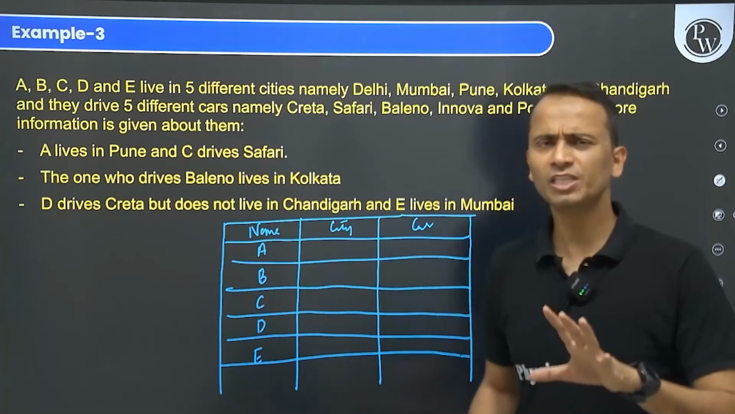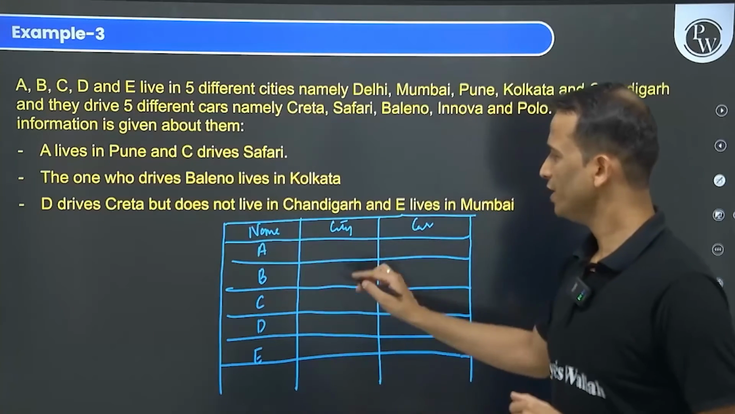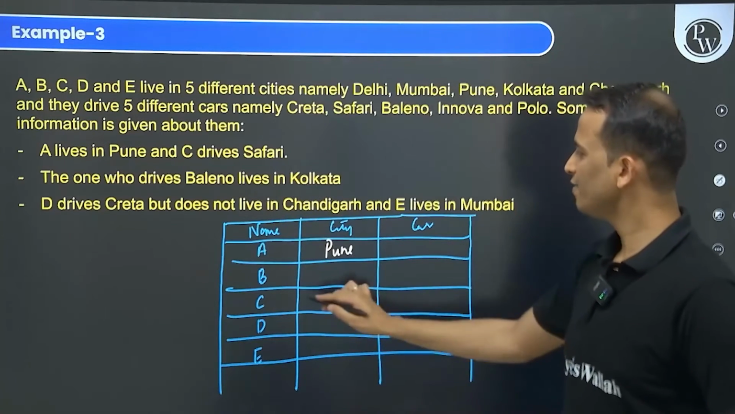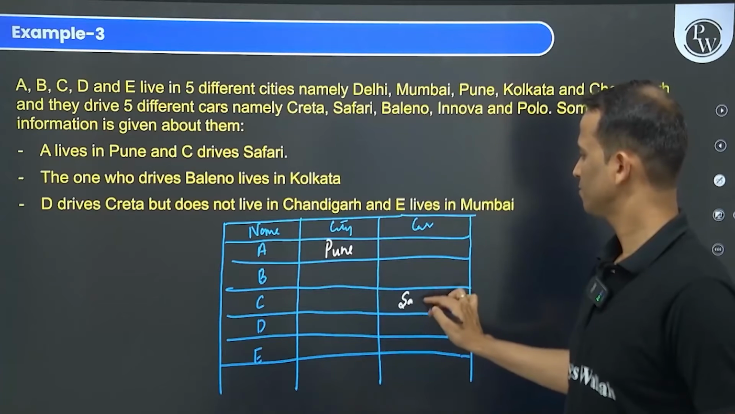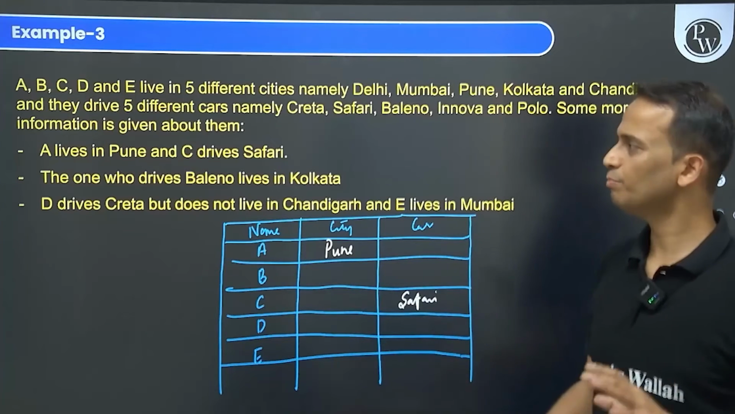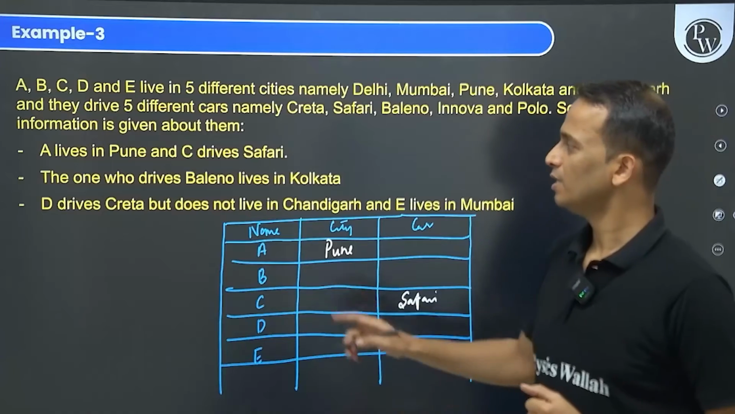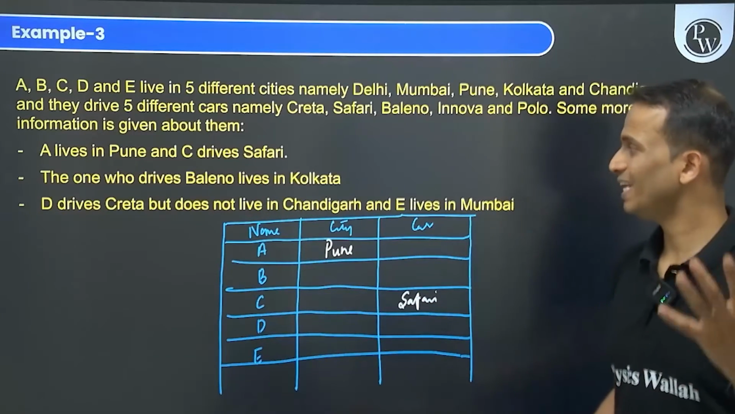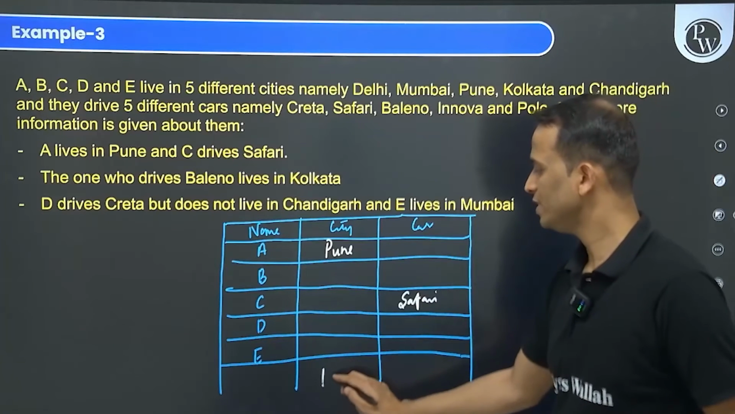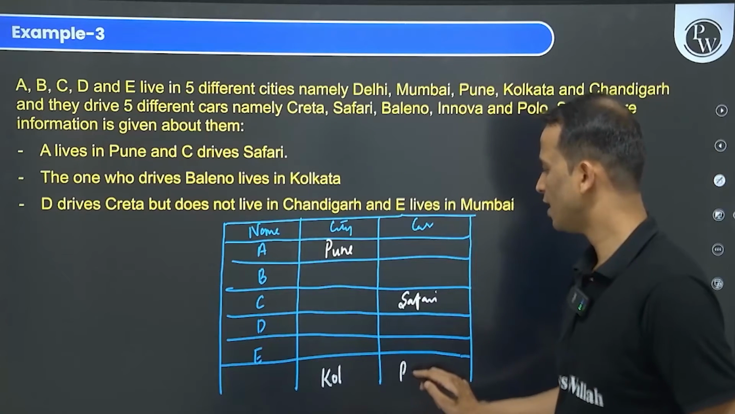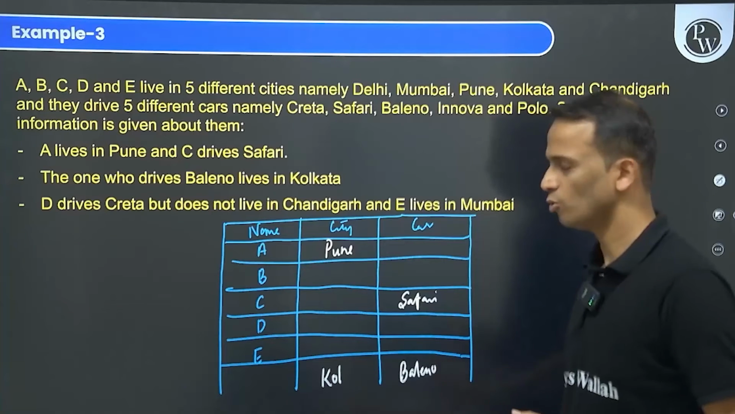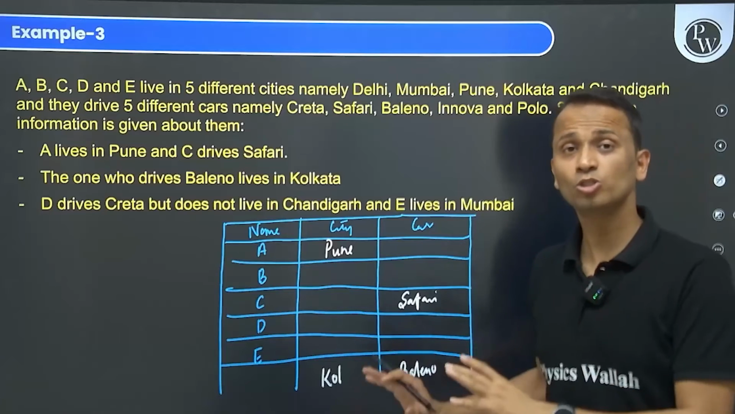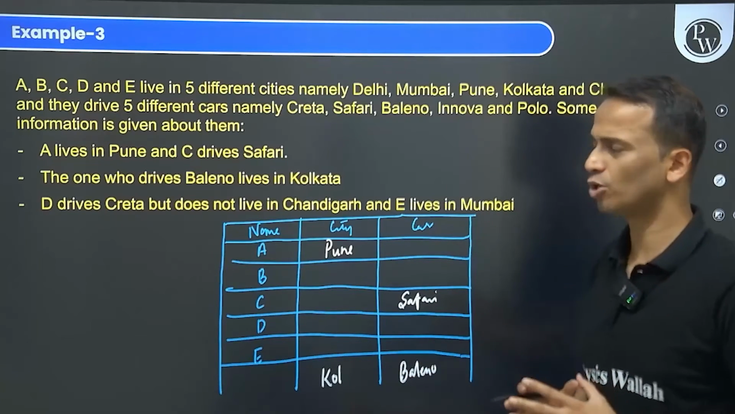चलिए, अब let's populate this table. एक एक करके conditions read करेंगे. A lives in Pune, and C drives Safari. Okay, Pune and Safari gone. The one who drives Baleno lives in Kolkata. अब मुझे पता नहीं वो कौन पर्सन है, बट बलेनो कोलकाता के साथ होनी चाहिए. सो व्हेन सिटी इज कोलकाता, द कार इज बलेनो. ओके, ये एक्स्ट्रा स्पेस यूज हो गया ना, राइट? सो दिस इज व्हाई आई वाज टेलिंग यू टू कीप दिस एक्स्ट्रा स्पेस एट द बॉटम.